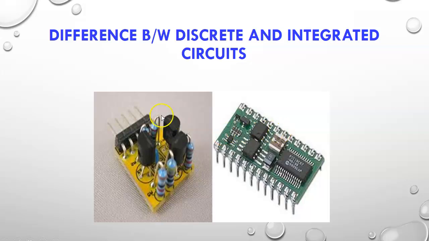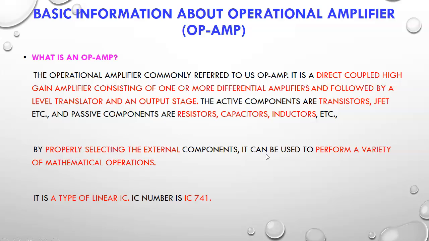These images show the difference between discrete circuits and integrated circuits. This one is discrete circuit connection. This one is integrated circuit connection. IC chips are all in a single board. The separate components are soldered on a single PCB board. This one is discrete. This one is integrated circuit.